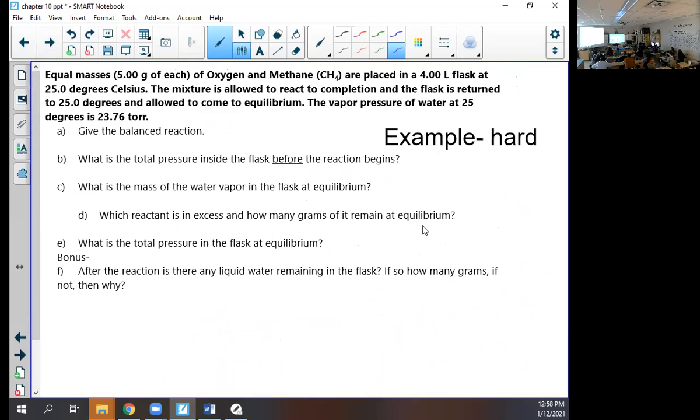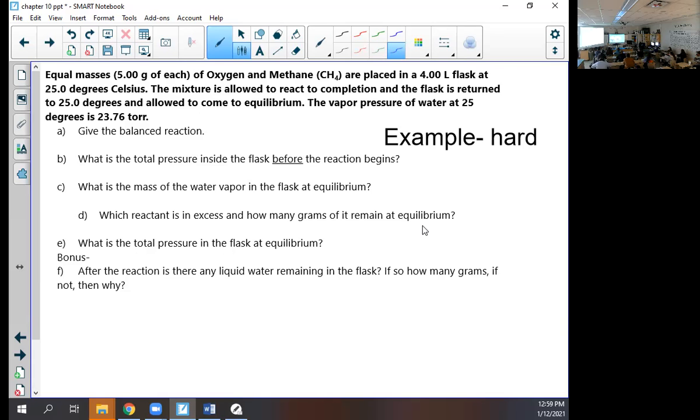So equal masses, and then it tells you 5 grams of each of oxygen and methane are placed in a 4-liter flask at 25 degrees Celsius. The mixture is allowed to react to completion and the flask is returned to 25 degrees and allowed to come to equilibrium. The vapor pressure of water at 25 degrees Celsius is 23.78 torr. So, give the balanced equation. What's the total pressure inside the flask before the reaction begins? What is the mass of the water vapor in the flask at equilibrium? I don't know why D is that way, but whatever. Which reactant is in excess and how many grams of it remain at equilibrium?